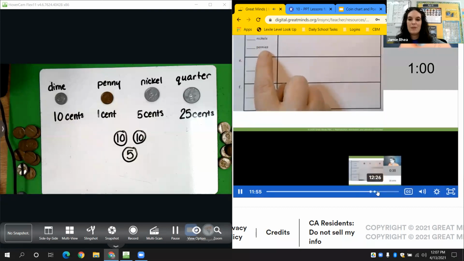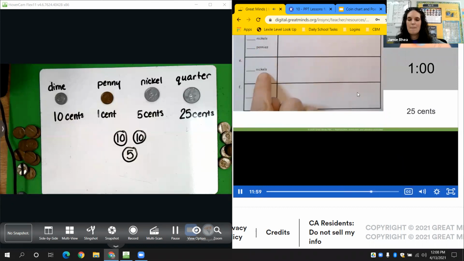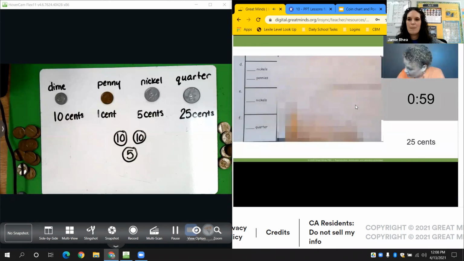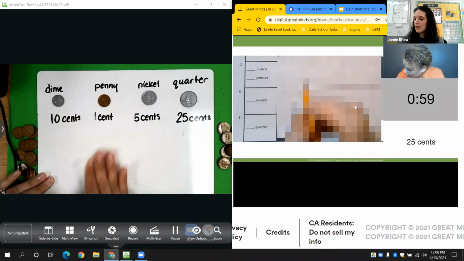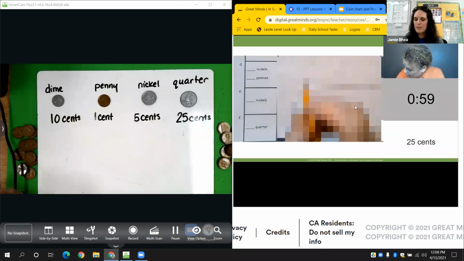Nickels and pennies. You're still trying to make 25 cents. Just nickels and just a quarter. Go. All right, I'm gonna pause. We're still making 25 cents. Let's look at how many nickels and pennies we would need. So I'm gonna count by 5s for my nickels and pennies.